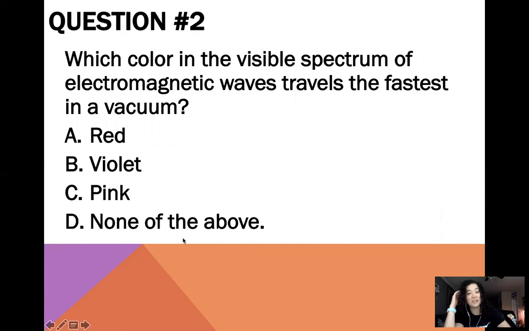Hopefully you picked D, none of the above, because we just got done saying that light is a constant. It all travels at 3.0 times 10 to the 8 meters per second. It doesn't matter what color it is. It's got that same velocity.